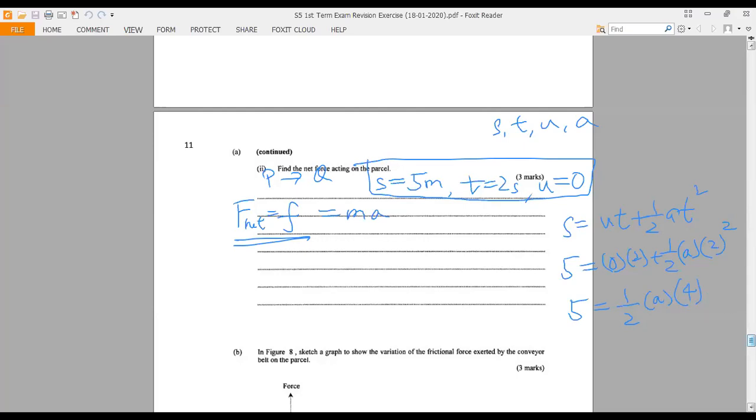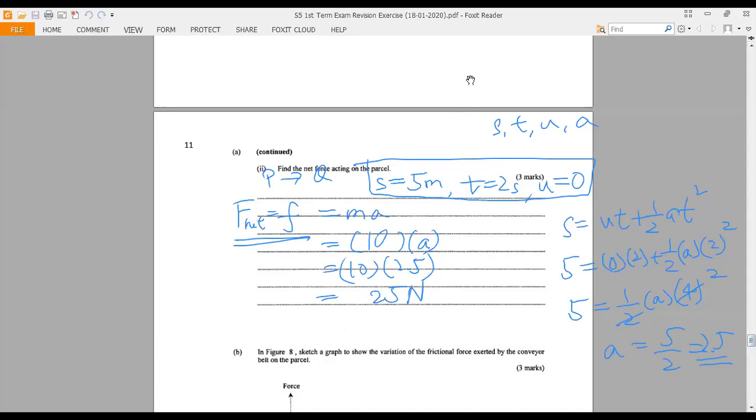Okay, 2 squared is 4, so you may just cancel it. So A is equal to 5 divided by 2, which is 2.5. Once you got this acceleration, you may put it back to the MA. So the mass of the parcel is equal to, let me check, 10 kilogram. So it is 10 times 2.5, which is equal to 25 Newton. So the force acting on the object is 25 Newton.